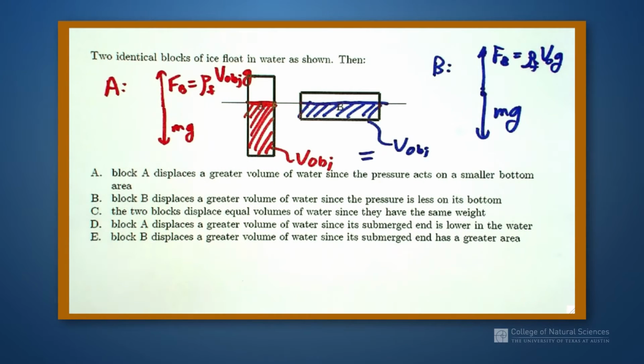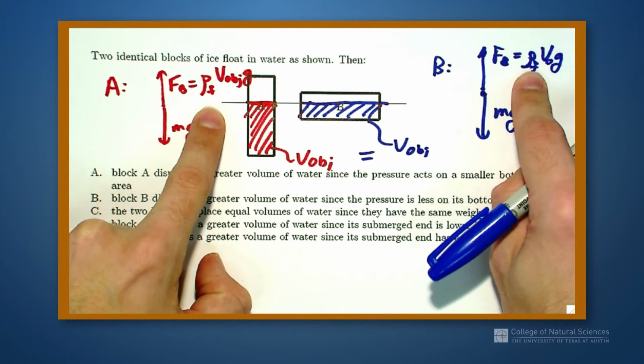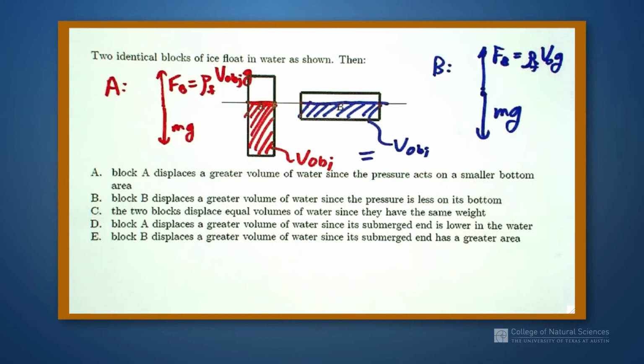Newton's second law says that they sum to zero. Same weight force, same buoyancy force, same fluid, same gravity. That means they have to have the same submerged volume. So let's look through the answers and see if we've answered our question, because I think we have.